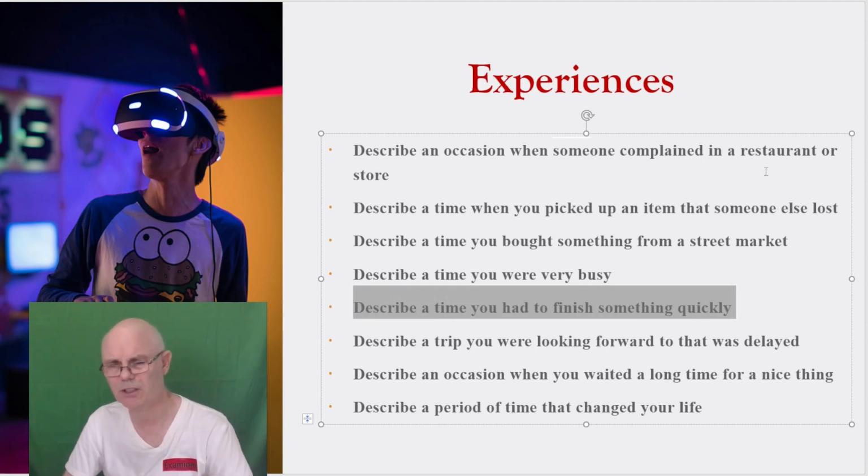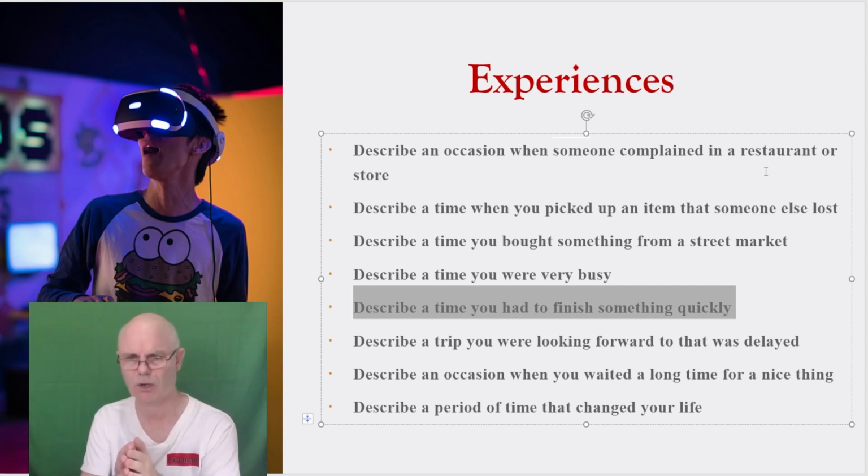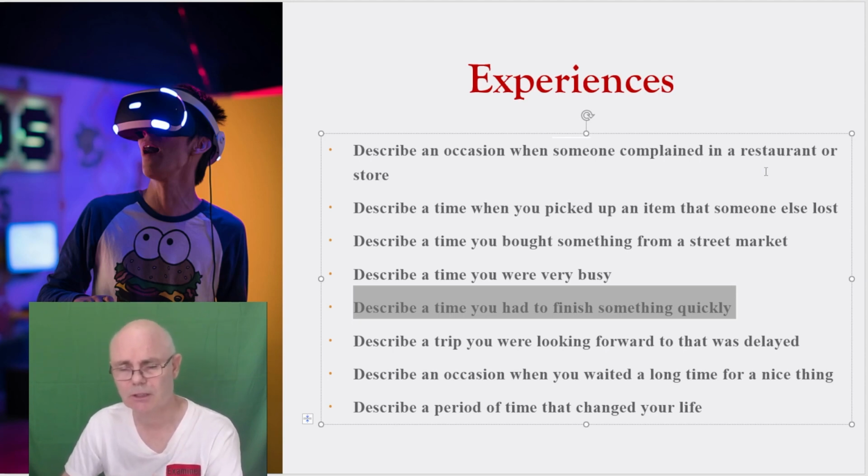A time you had to finish something quickly. So again, this could be quite a nasty topic. Imagine you go into the test room and you get your paper and it says this and you've got 1 minute to think. It might be difficult to come up with something to talk about here, let alone what you're going to say about it and the vocabulary. So again, these are the sort of questions you want to be seeing before your test, not in the test. It's kind of too late.